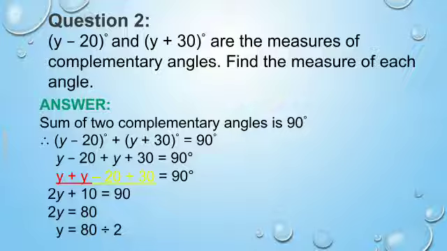Now that 10 you have to take on the right hand side. Understood? So if you take that 10 on the right hand side, addition will become subtraction. So from 90 you have to subtract 10, you will get 80. Understood? Now 2y is equal to 80.